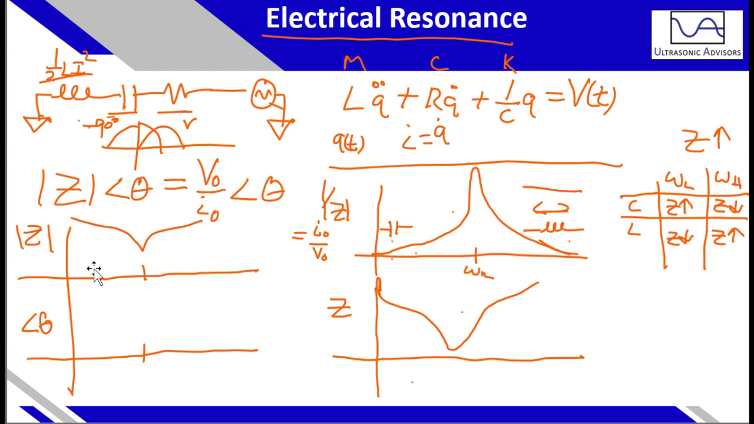And that is different from our mechanical system, where we had velocity or displacement as an output. Now we start from negative 90 and go to 90 degrees. So this is 90 degrees, this is negative 90, and just like we had velocity in phase with force, we have current in phase with voltage here at the resonant frequency.